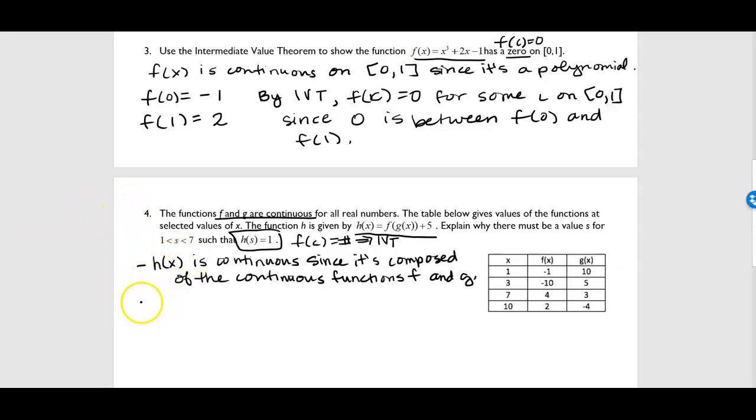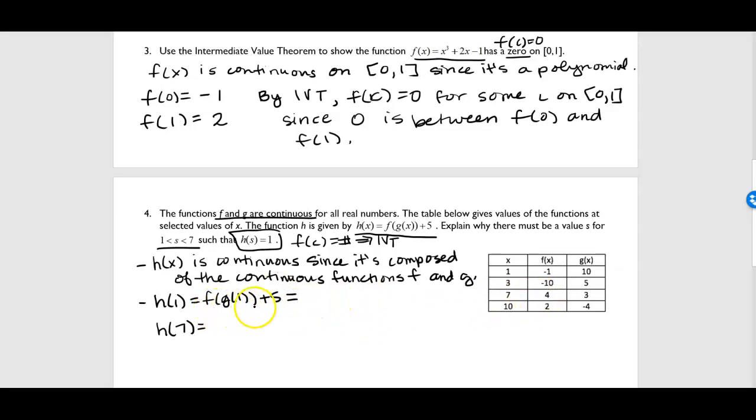The second thing I want to check again are my endpoint values, h of 1 and h of 7. I'm getting that just from this interval here. S is between 1 and 7. So I'm going to now use my equation for h. It was f of g plus 5. H of 1 then is f of g of 1 plus 5.